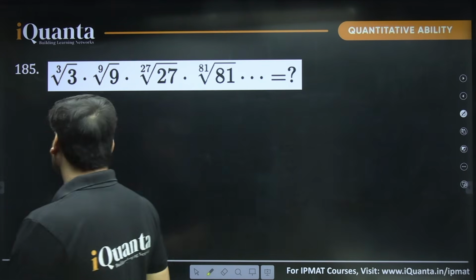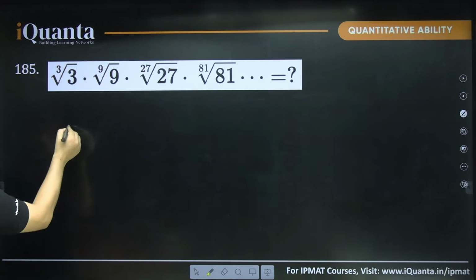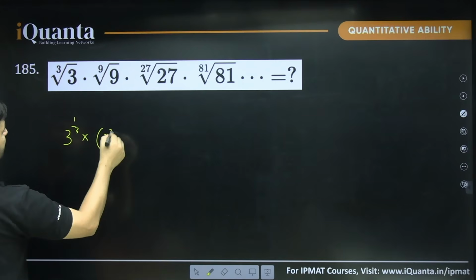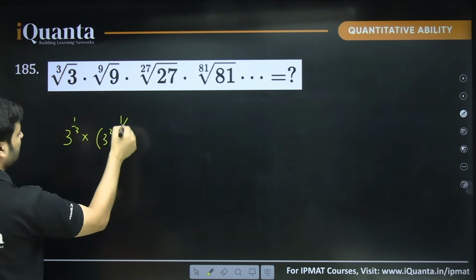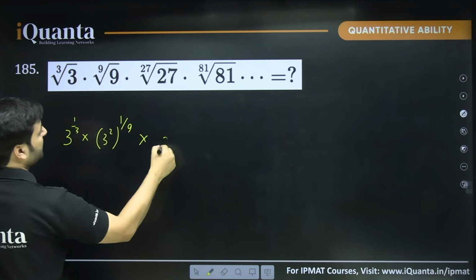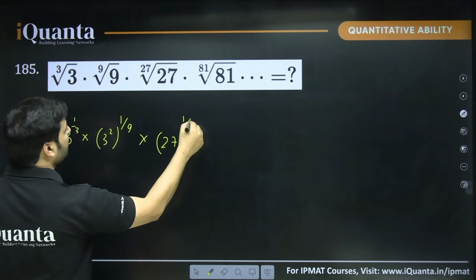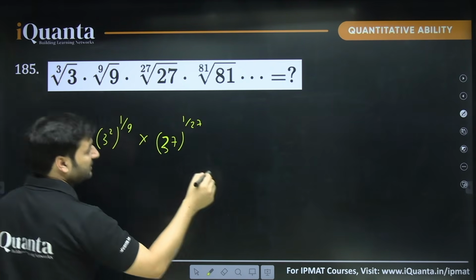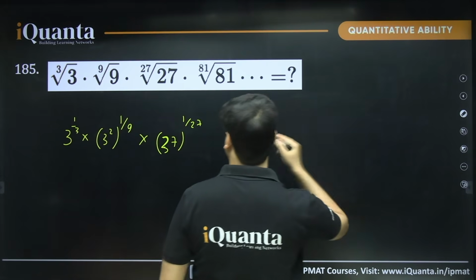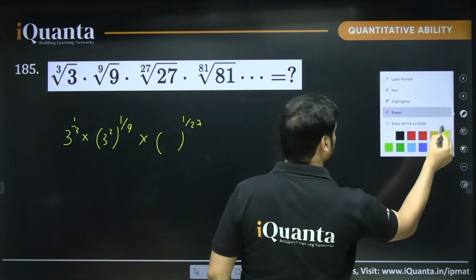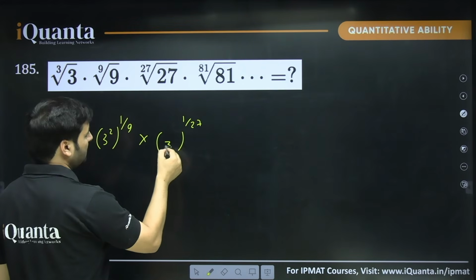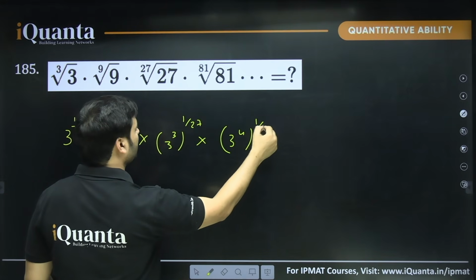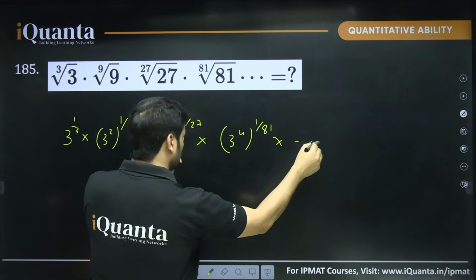185th question. Cube root of 3, that means 3 to the power 1 by 3, into 9. 9 is basically 3 square to the power, this is the 9th root, that means 1 by 9. This is 27 to the power 1 by 27. In fact, let me just write them as powers of 3. So this will be 3 to the power 3, isn't it? 3 to the power 3. And then 81 is 3 to the power 4 and its whole power 1 by 81. And so on keeps happening.